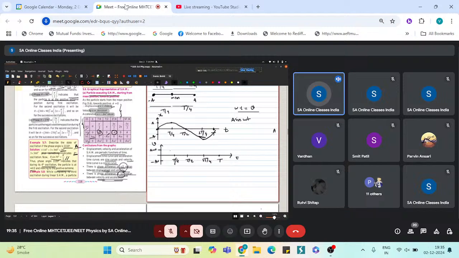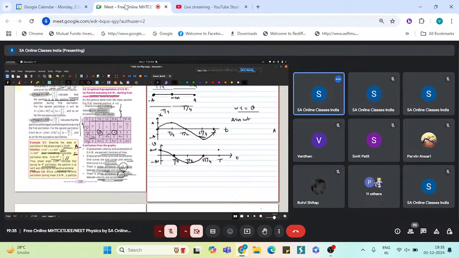At t equal to 0, we have the maximum value, so it will be here. Then at T by 4, we have 0. Then at T by 2, we have minus A omega, then again 0, and then plus A omega. This is the whole cycle.